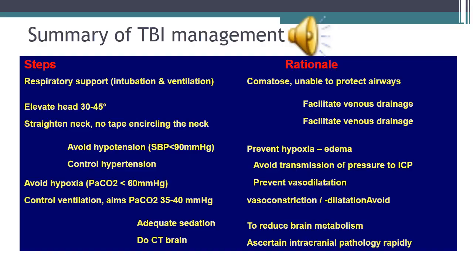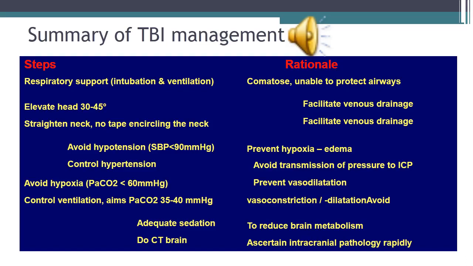In summary, in traumatic brain injury management, we have to consider these steps: respiratory support and ventilation by intubation. This will be of great benefit to comatose patients unable to protect the airways. Elevation of the head 30 to 45 degrees will facilitate venous drainage. Straighten the neck and no tape encircling the neck. This also will facilitate venous drainage.